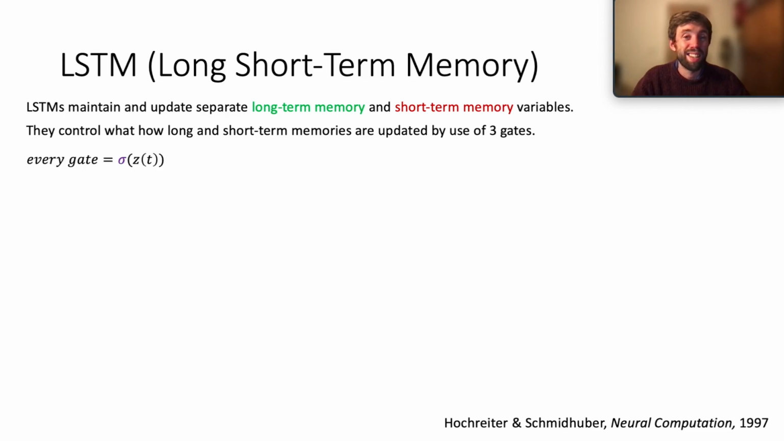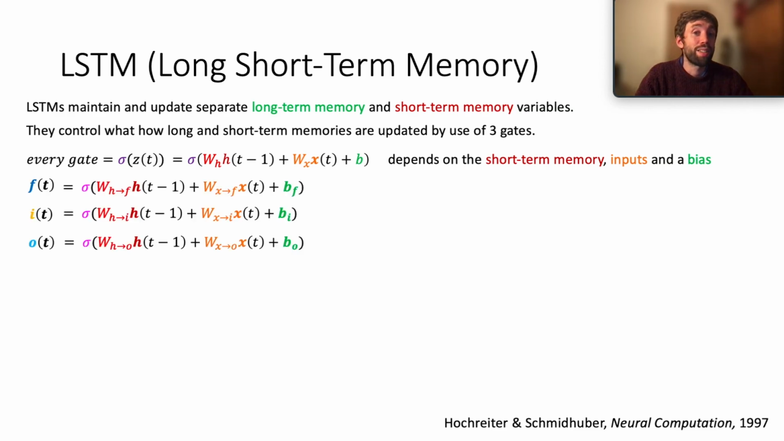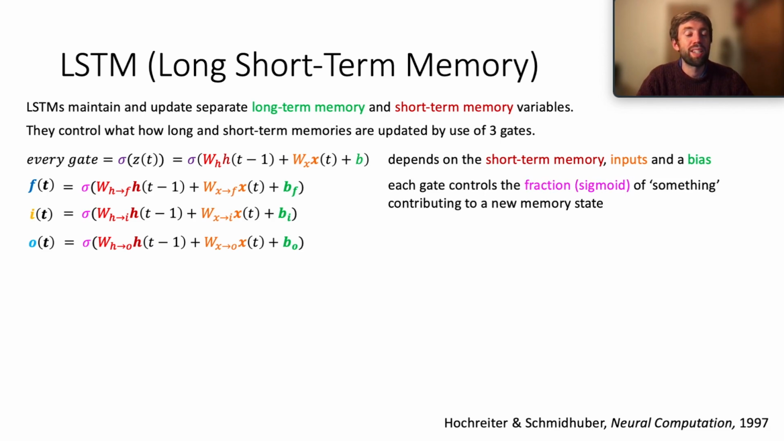And each of these gates has the same form. It's a sigmoid activation function of learned external inputs and recurrent activity and a bias at the current time. However, each of these gates learns its weights and biases separately, so in practice they work independently. And each of these gates controls the fraction of something contributing to a new memory state, and we can interpret it as a fraction again because they use the sigmoid activation function.